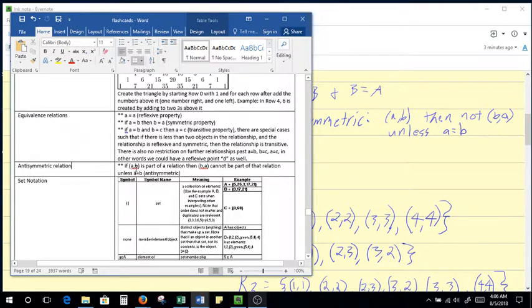An antisymmetric relation is then if we have a point AB that is part of the relation, then BA cannot be part of the relation unless A equals B. That's the only way that we can have antisymmetric.